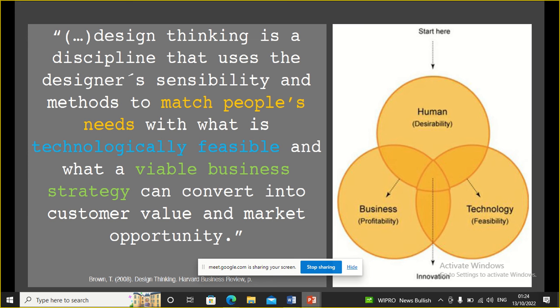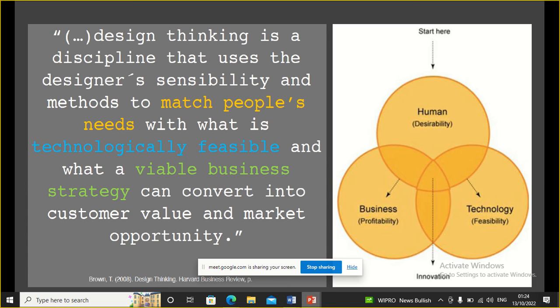So let's discuss the formal definition of design thinking. Design thinking is a discipline that uses the designer's sensibility and methods to match people's needs with what is technologically feasible and what a viable business strategy can convert into customer value and market opportunity.